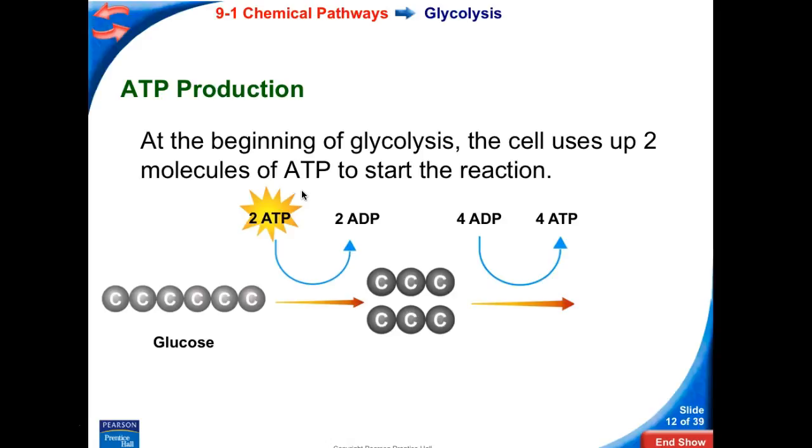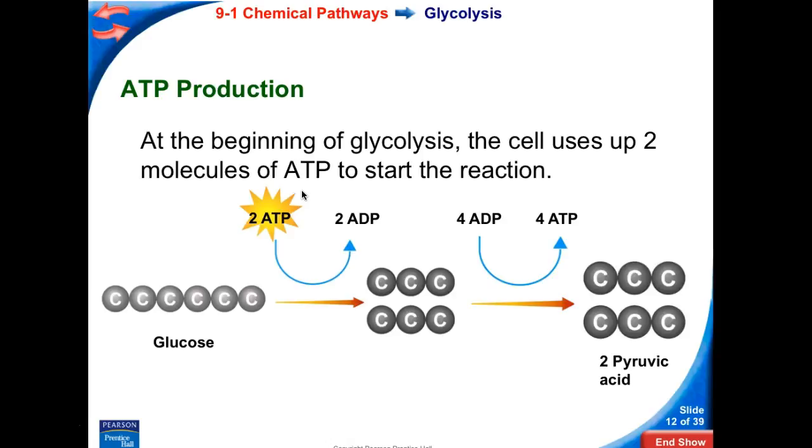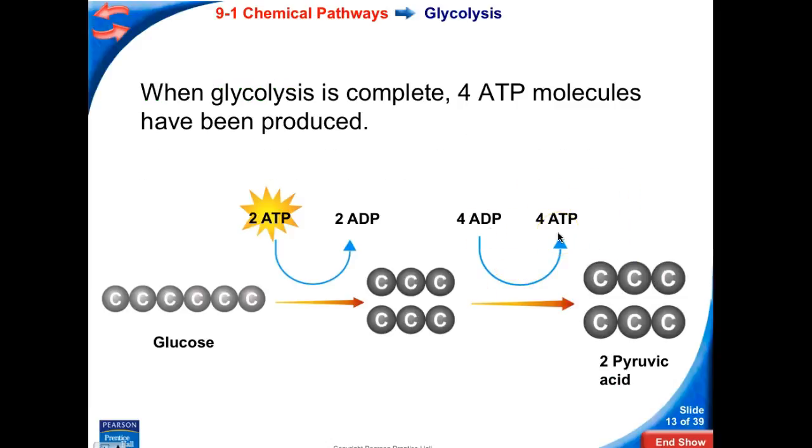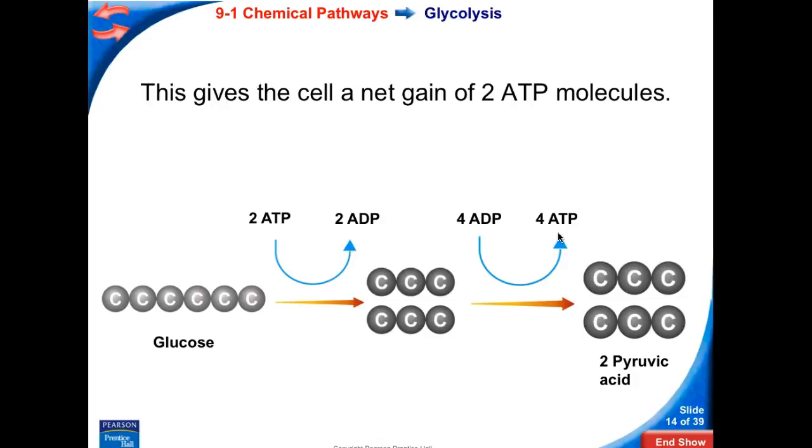Then, in the second phase, you're going to gain energy, and at the end of that, you get 2 pyruvic acid molecules, one here and one here. So you get a total of 4 ATP out. So when glycolysis is complete, 4 ATP molecules have been produced. However, because you initially put in 2 ATP molecules here, and you're getting 4 out here, this only gives the cell a net gain of 2 ATP molecules.